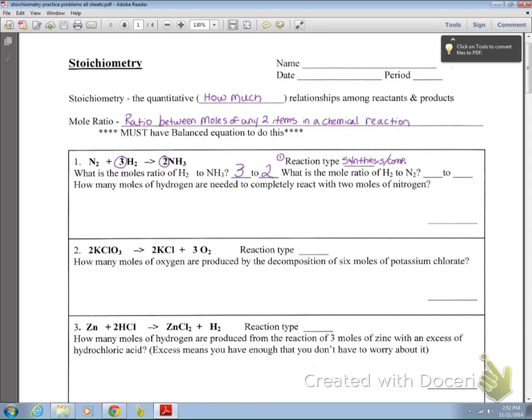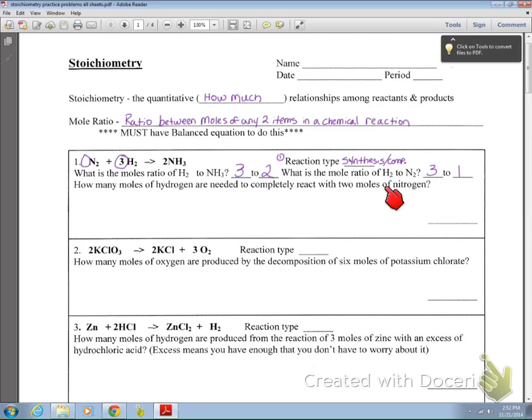So we're going to use that balanced chemical formula to figure out our mole ratio. The mole ratio of hydrogen to nitrogen is 3 moles of hydrogen to 1 mole of nitrogen. Hopefully we're able to see the differences between those mole values. Our problem here: how many moles of hydrogen are needed to completely react with 2 moles of nitrogen? My example looks a little bit different than yours, so please make sure that your example looks like mine. You need to have hydrogen here and nitrogen here.